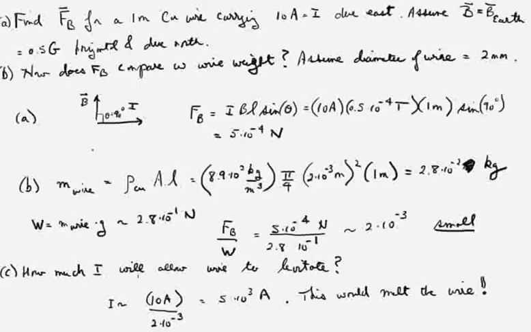Part C asks how much should the current be to allow the wire to levitate, in other words, to make this ratio become 1. Well, clearly the current would have to be increased by the reciprocal of this factor. And so 10 amps would become 10 amps divided by 2 times 10 to the minus 3, which would require 5,000 amps. And this would very quickly melt the wire. It's unrealistic.